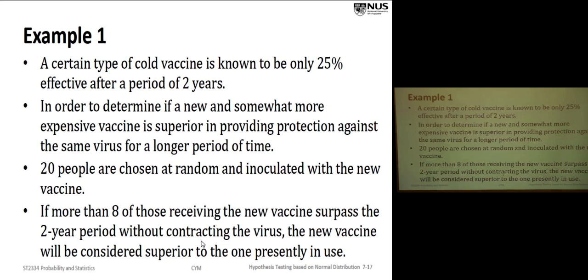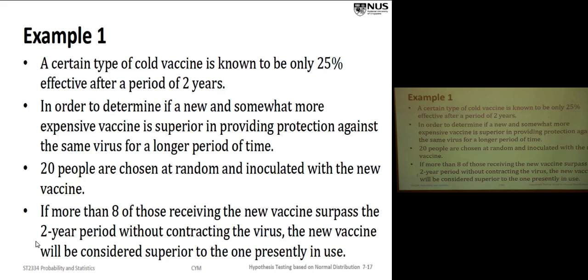We have a type of cold vaccine, and a quarter of the time it's effective over 2 years. Now we want to work out whether or not we should use a better but more expensive vaccine. So what do we do? We take 20 people, we give them this new vaccine, and we say the following: if more than 8 of those receiving the new vaccine get through the 2-year period without the virus, we're happy. Otherwise, we are not, and we just keep on doing the same thing.